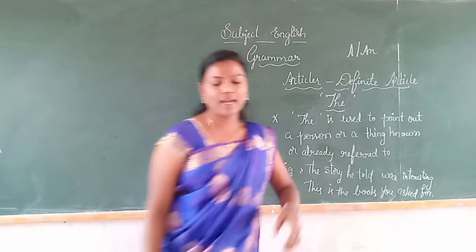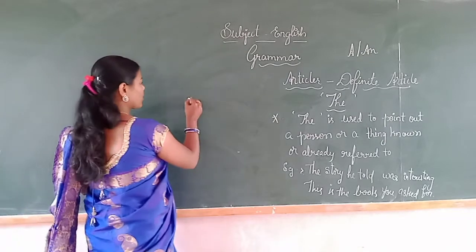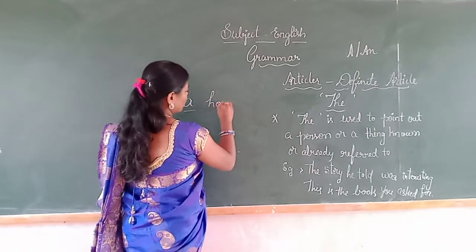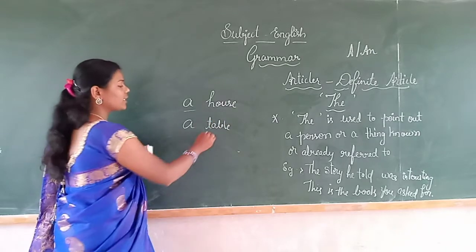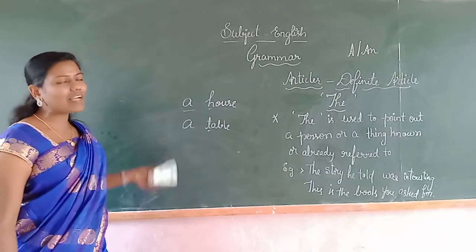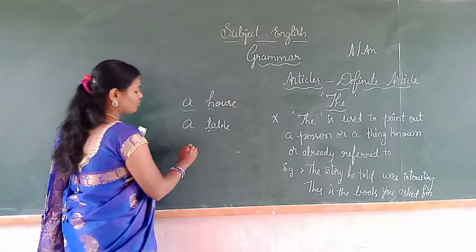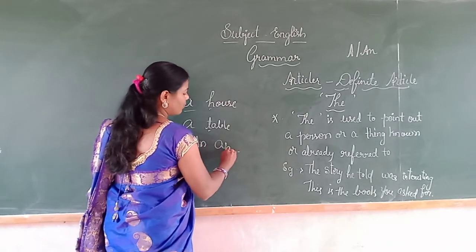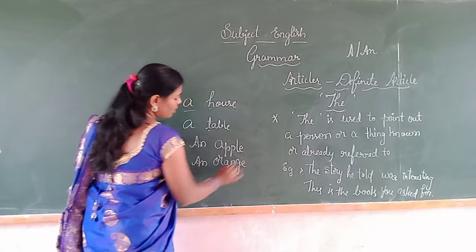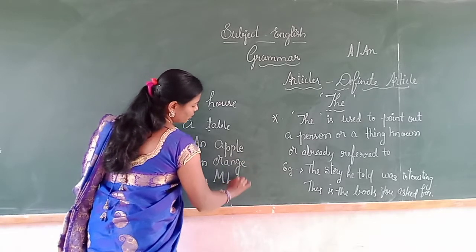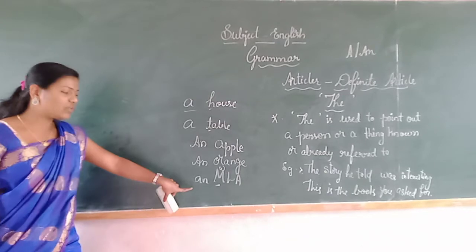When do you use a? Beginning of the consonant sound we use a. For example, a house, and a table. Okay, here h creates a consonant sound. Beginning of the consonant sound we use a, and beginning of the vowel sound we use an. Which are the vowel sound? An apple. And second one, an orange. An MLA. Dear student, here M it is consonant, but it creates vowel sound like A. So we use an. Okay.